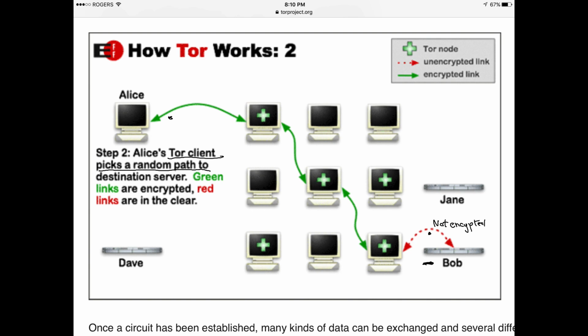And the reason it's weak is that any computer that's monitoring here can read the packets because they're not encrypted. The data is not encrypted. However, Alice has been smart. She's encrypted her information.